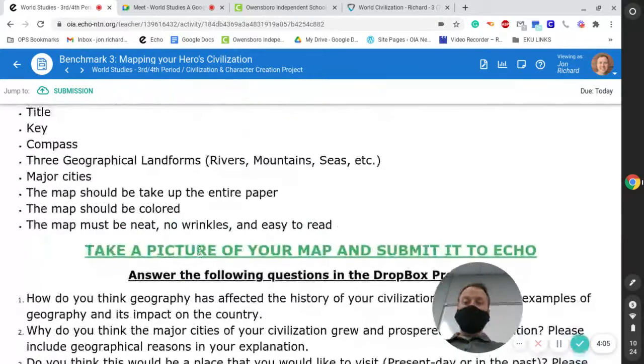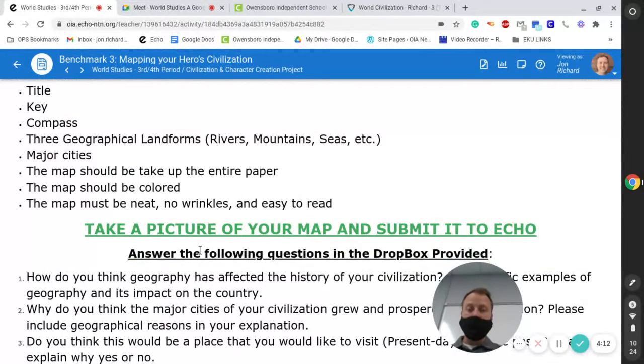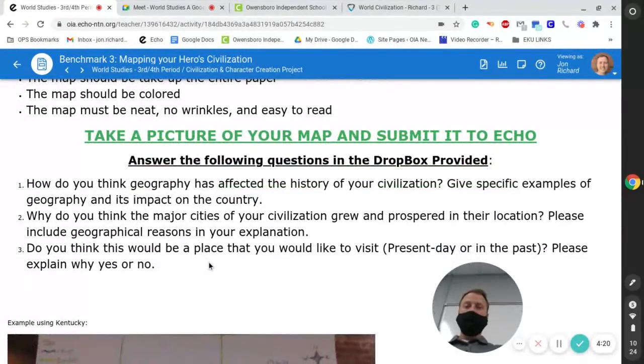Because usually, unless you're a good artist and you're really good at shading and coloring, you're welcome to color it all. But the map must be neat. It shouldn't be wrinkled. It shouldn't be shoved into a book bag. It should be in a folder and easy to read. Now, here's the important part. Take a picture of your map and submit it to Echo, okay?